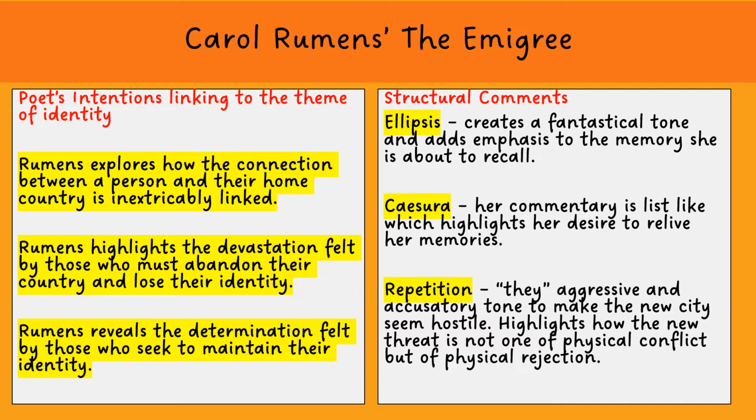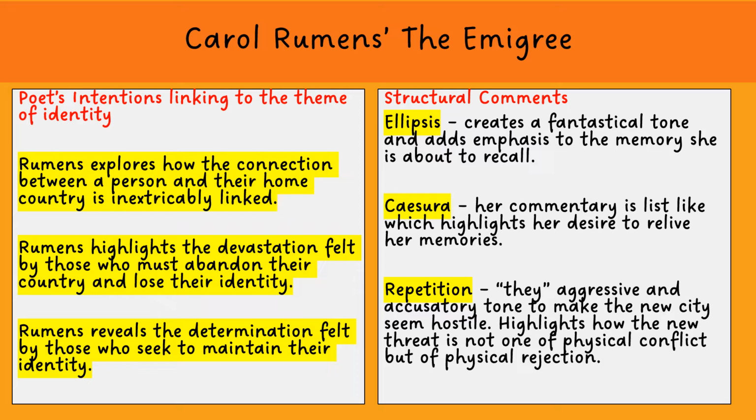Okay, so let's talk about Carol Rumen's poem, The Emigree then, okay? Now, intentions wise, we've got Rumen exploring the connection between a person, their home country, and how that is inextricably linked, so completely linked. We've got this devastation that she demonstrates for those who feel like they have abandoned their country and therefore lost their identity. And then we've got this clear determination from the speaker, felt by those who are seeking to maintain their identity that they feel like they have lost or will lose.